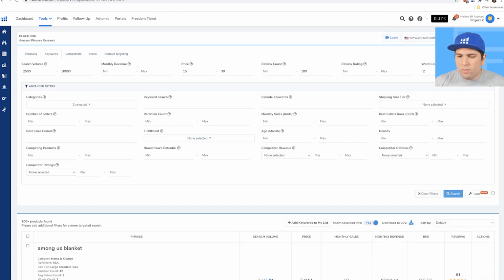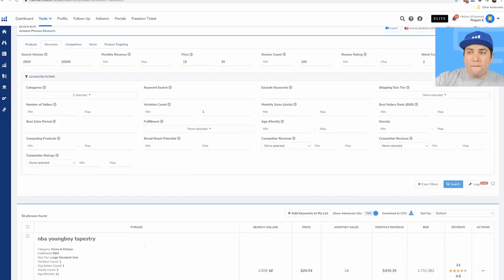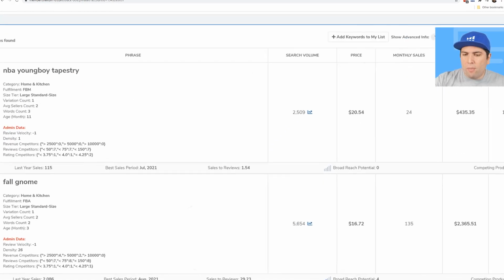Okay, this one, let's go ahead and pick up. Nope, it's still not under 200, all right? So this is very good that we have this. Let's go ahead and do a max variation count of 1 as the average. There we go. Now we've got 56 phrases that have come up.